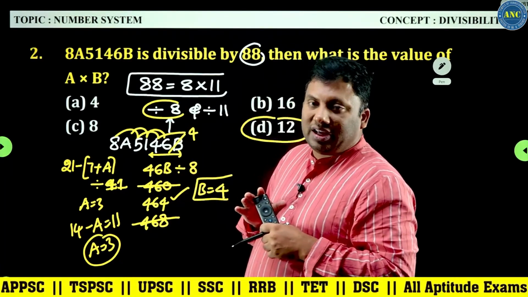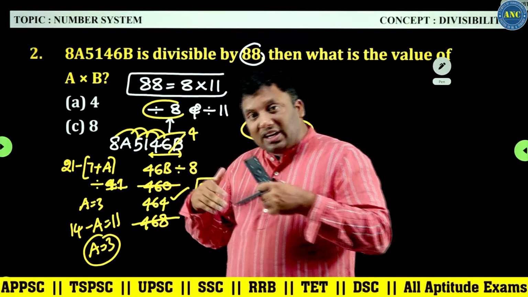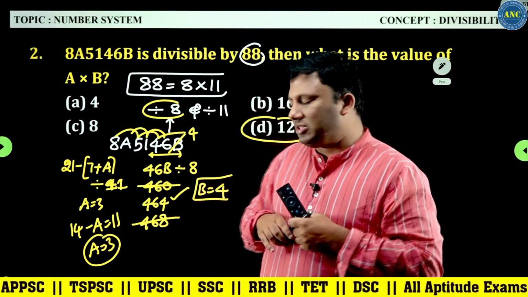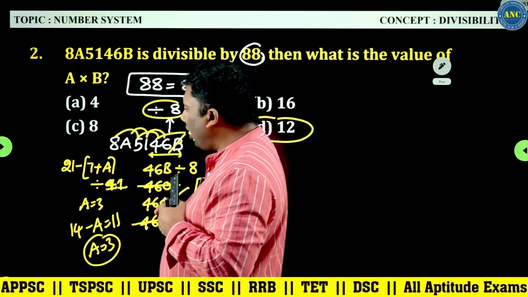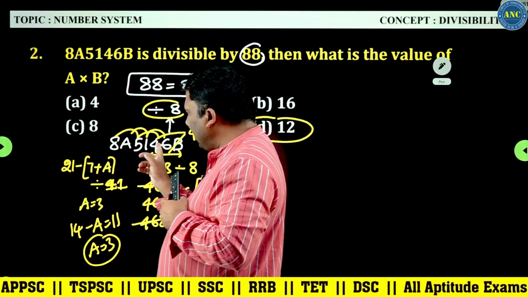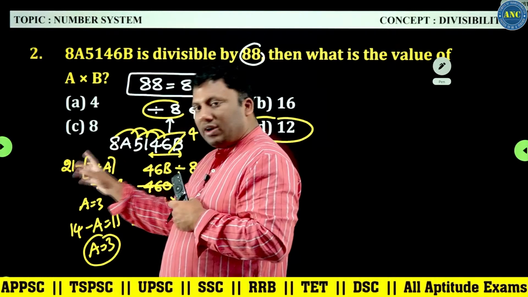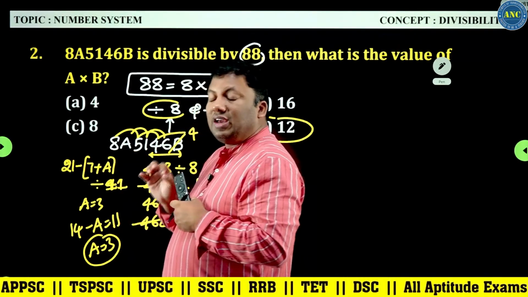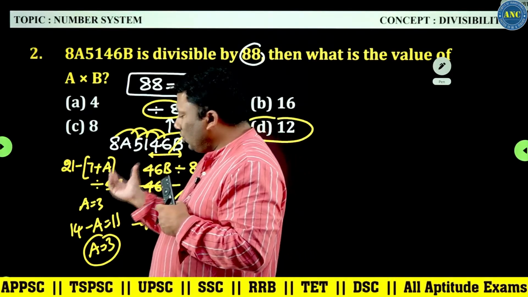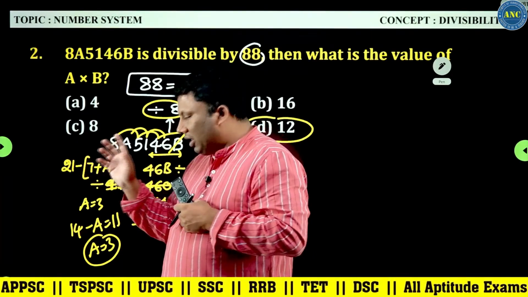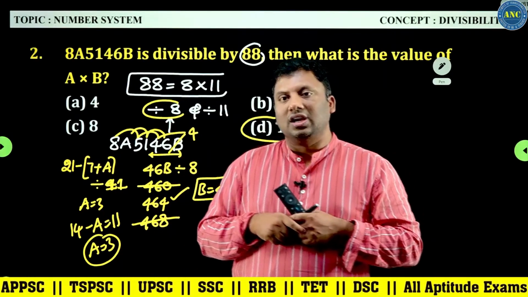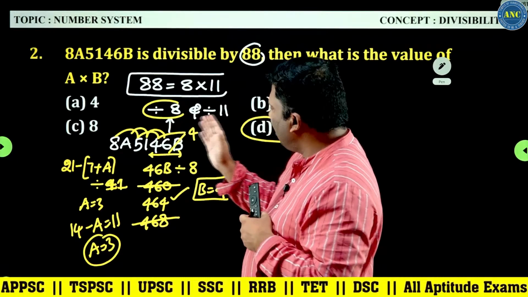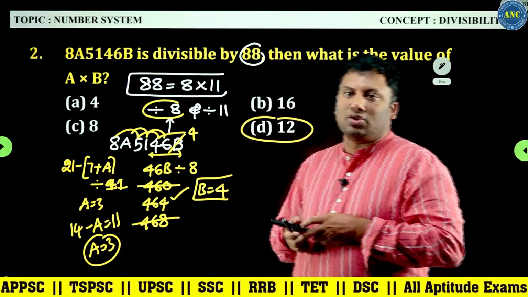Once B value is 4, substitute it. What is the divisibility rule of 11? Sum of odd places minus sum of even places should be divisible. Sum of odd places: 4 plus 4, 8, 8 plus 5, 13, 13 plus 8, 21, minus 6 plus 1, 7, 7 plus A. 21 minus 7, 14, 14 minus A, divisible by 11. A value should be 3. A is 3, B is 4. 3 4s are 12. So the answer for this question is 3 4.